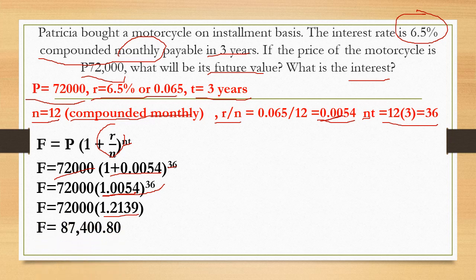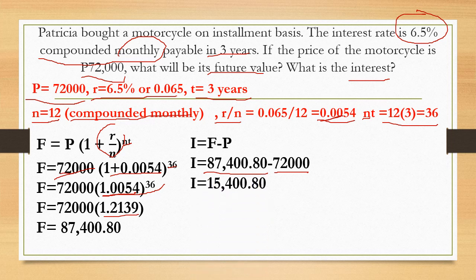Finally, multiply that to 72,000 pesos. And our future value is 87,400 pesos and 80 centavos. For the interest, it is F minus P, the future value, which is 87,400 pesos and 80 centavos, minus the principal, which is the 72,000 pesos. So the interest earned by the loan is 15,400 pesos and 80 centavos.